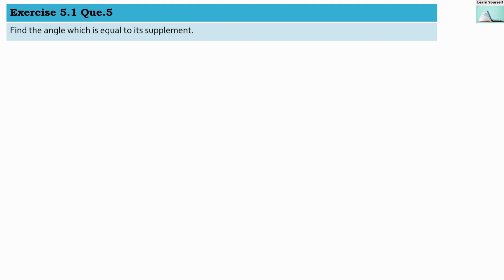Exercise 5.1, question number 5. Find the angle which is equal to its supplement. That means we have to find an angle such that two angles are equal to each other and they are supplementary to each other. The condition for angles to be supplementary is: if angle X and angle Y are supplementary, then their addition should be 180 degrees. So this is the condition for supplementary angles.